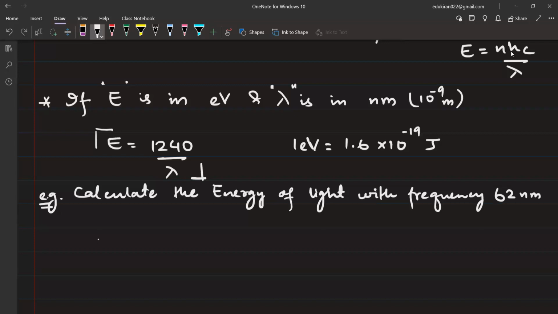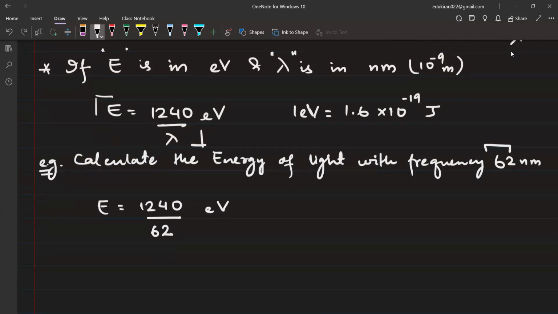Please see what we are going to do. E is equal to 1240, and whatever value you get will be in electron volts. 1240 divided by the value of lambda, which is 62. This is just half of 124, so 62 twenties are 1240. You will get 20 electron volts.